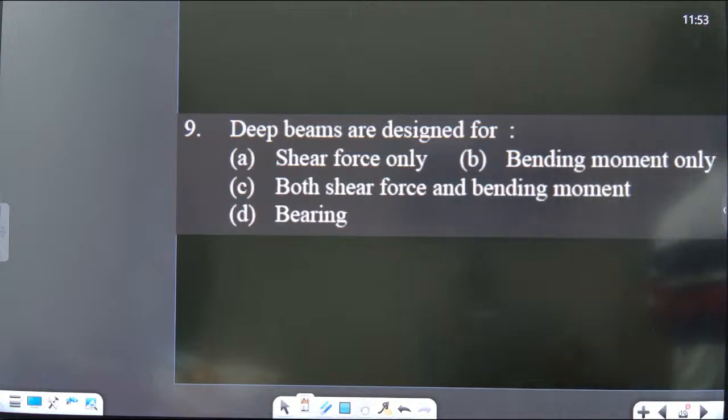This is a good question. Deep beams. Answer this question. What are deep beams?